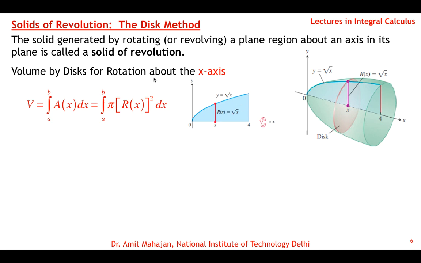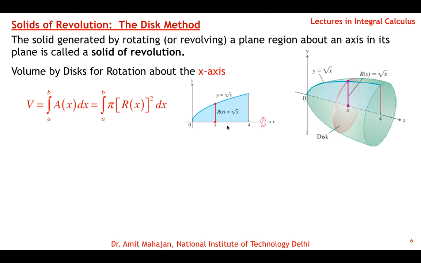So if we are rotating about the x-axis, the volume will be the integral from A to B of the cross-sectional area dx. In this case the cross-sectional area is a disk, and for a disk the area is pi times radius square. So the volume can be calculated as the integral from A to B of pi r square dx, where r is a function of x because it is calculated for a general point x between A and B.